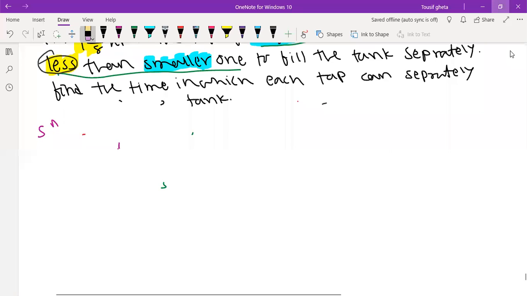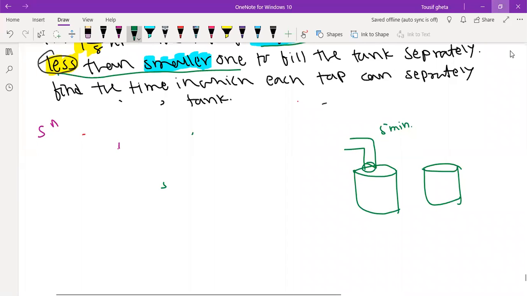One minute. See, one thing you can do in your home: take one bucket and keep one tap on. It will take 5 minutes to fill. Now take the same bucket and keep both taps on. Now how much time will it take? 5 minutes, more than that, or less than that? Obviously less than that. So that is what we wanted to explain.